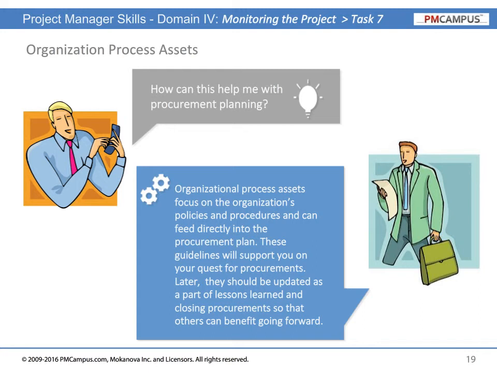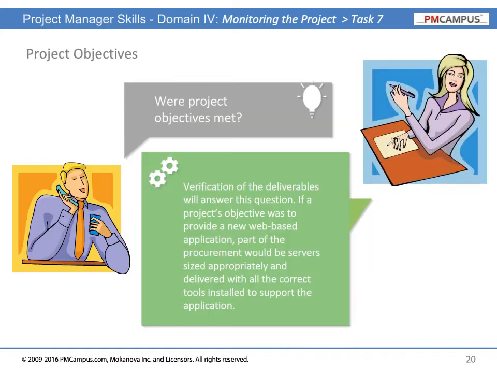Organizational process assets focus on the organization's policies and procedures and can feed directly into the procurement plan. These guidelines will support you on your quest for procurements. Later, they should be updated as a part of lessons learned and closing procurements so that others can benefit going forward. Were project objectives met?